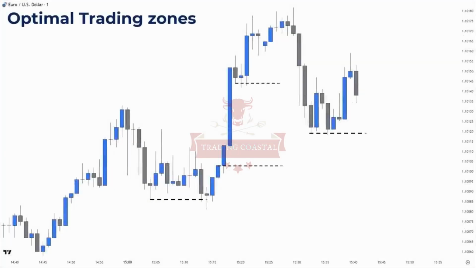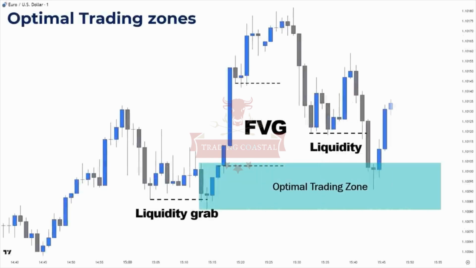Optimal trading zones refer to areas where high-quality trading concepts conflict. Valid order block and order flow areas that meet the rules will be great levels to look for trading opportunities. Now, let's apply the second step to the real chart examples.